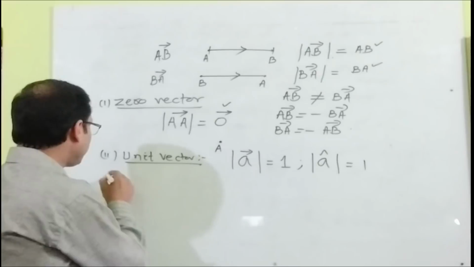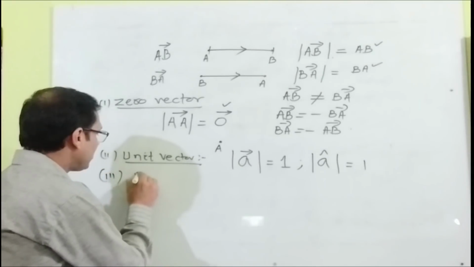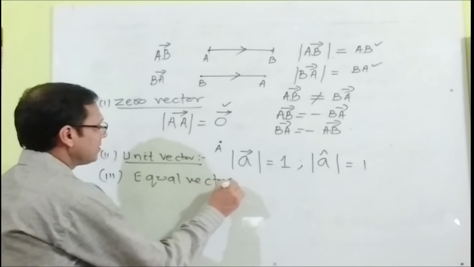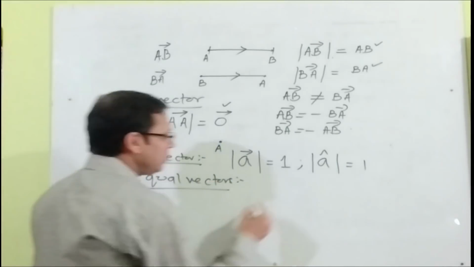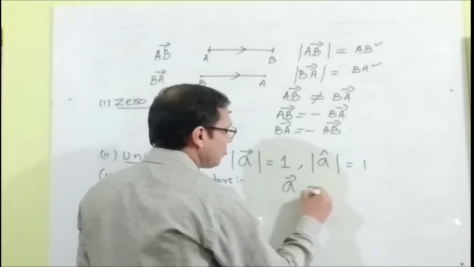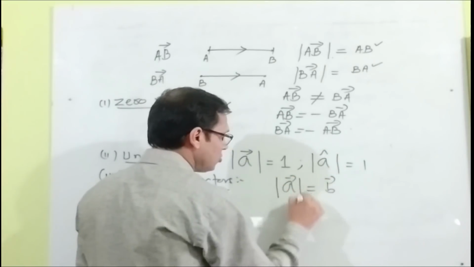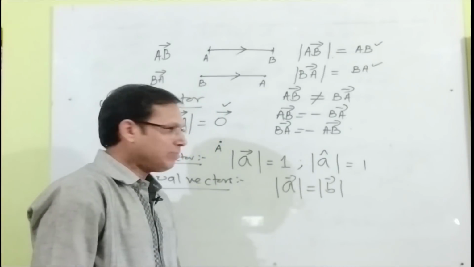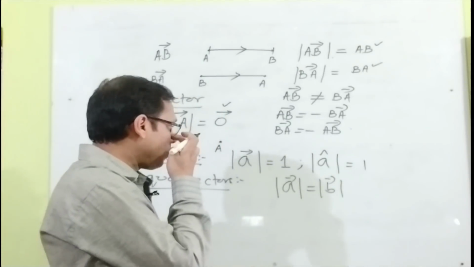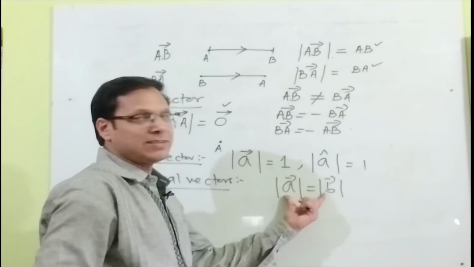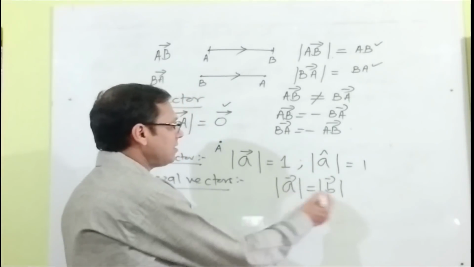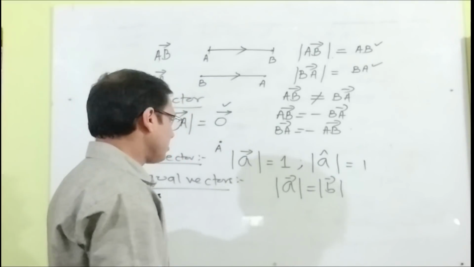When are two vectors said to be equal vectors? If vector A is equal to vector B, that means their magnitude will be the same as well as their direction should be the same. If the two vectors have the same direction and the same magnitude, then only you can say the two vectors are equal, otherwise not.